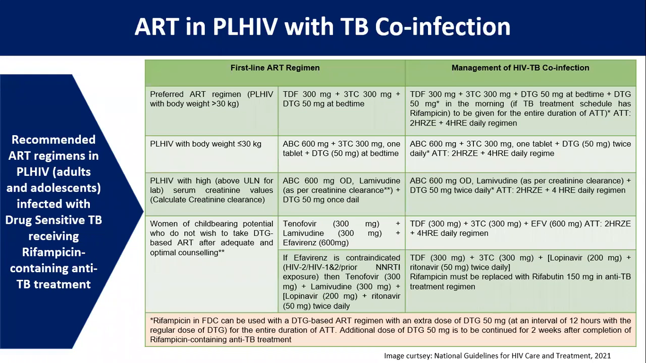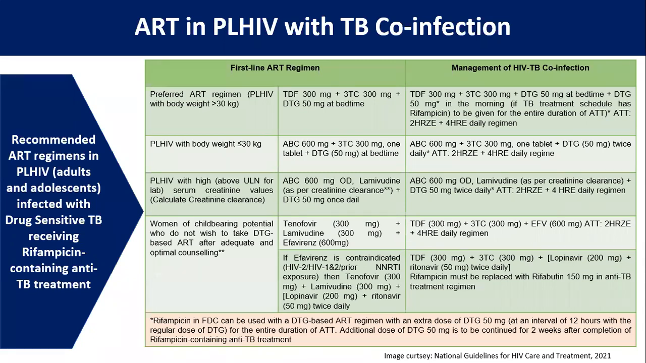Now, PLHIV with a body weight of less than 30 kg or less than 10 years, the recommended ART regimen is abacavir, lamivudine, and dolutegravir. Here also, we are going to give double the dose of dolutegravir, that is twice daily 50 milligram. And the ATT is the usual 4-FDC. We can prescribe for 2 months and then 3-FDC for 4 months in the continuation phase.